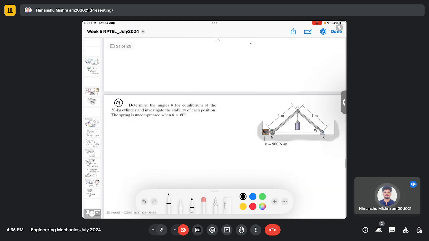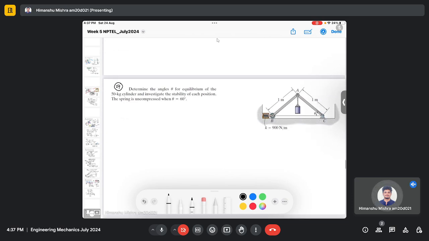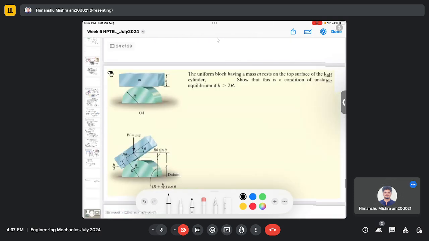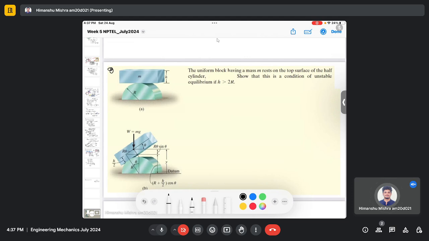So let's move to the next question. This question is very much similar to the previous one we just solved. Here you can also use the energy principle to solve. You can practice this question; the concept is very much similar to what we have just seen. You can move to the next one here because it's a bit different question, so you can understand by solving this question.